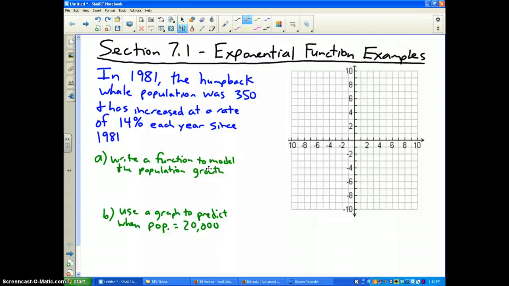All right, let's look at some examples of how exponential functions are used. We're going to do two of them. If you need to pause the video at any time, go ahead and write this down. But here is problem number one.